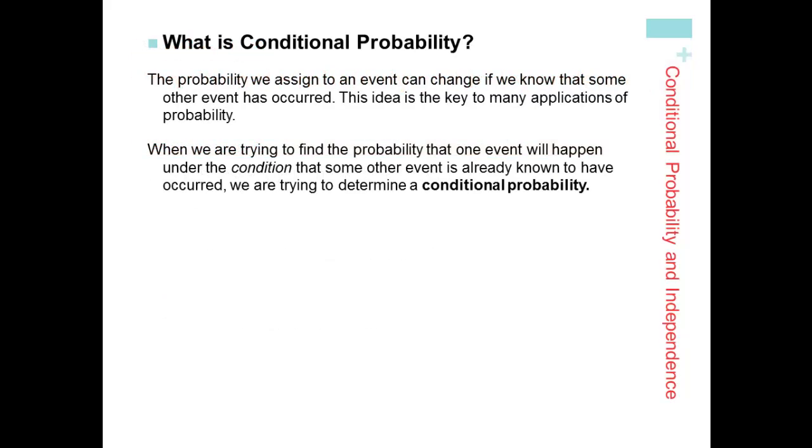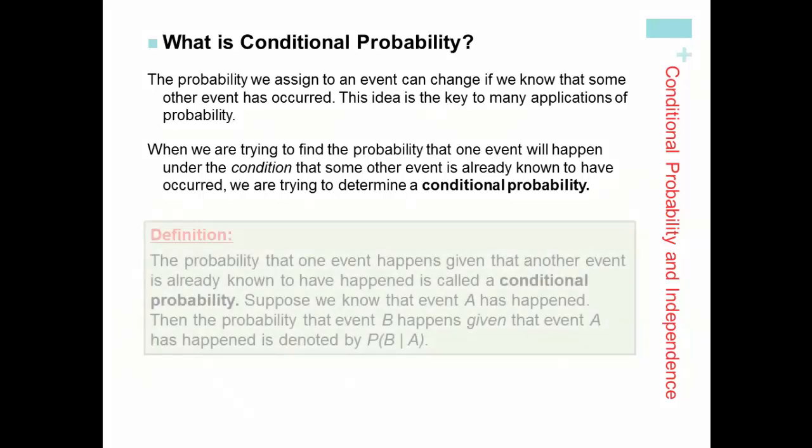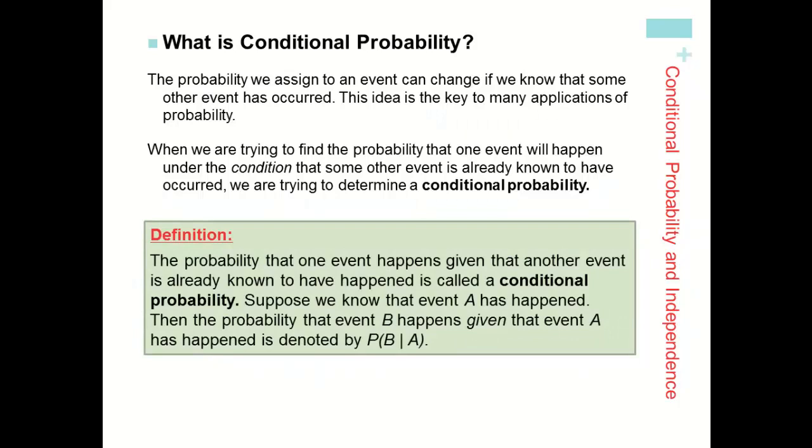The probability we assign to an event can change if we know that some other event has occurred. This idea is key to many applications of probability. When we are trying to find the probability that one event will happen under the condition that some other event is already known to have happened, we are trying to determine what's known as a conditional probability. Here's the definition. The probability that one event happens, given that another event is already known to have happened, is called a conditional probability. Suppose we know that event A has happened.